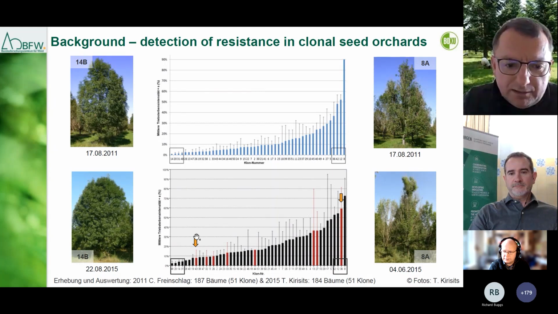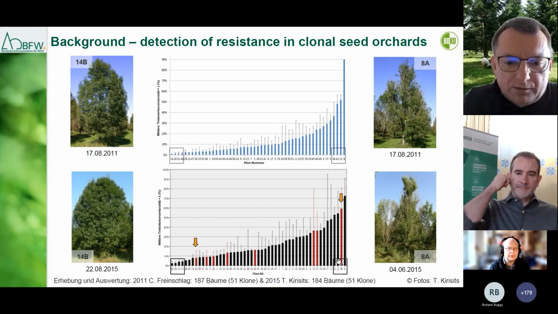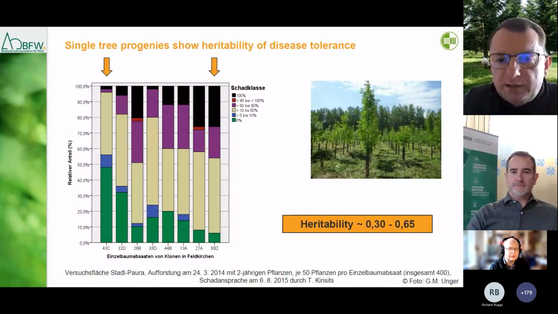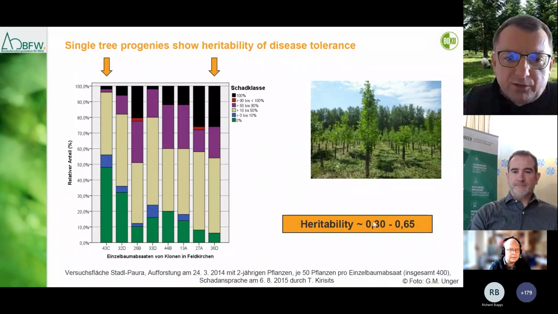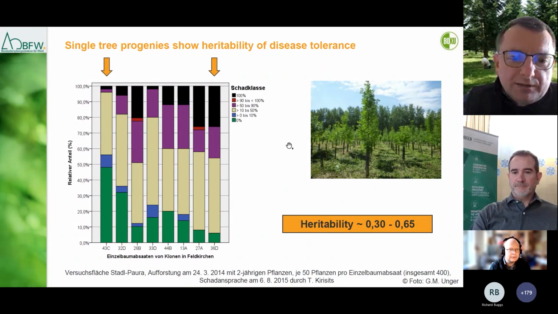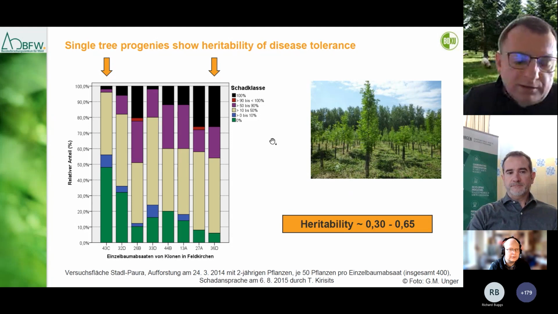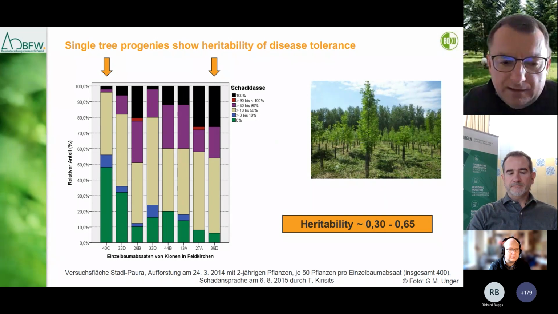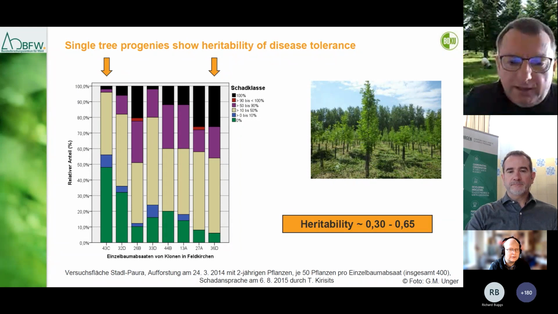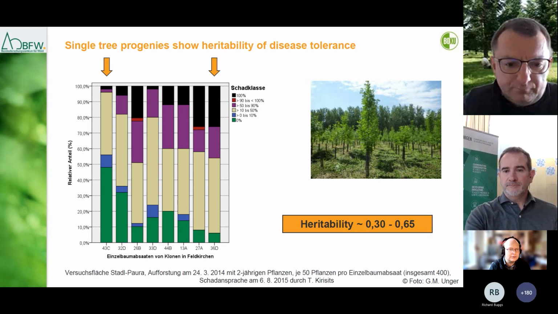Maybe you note down here these two clones, number 43 and number 36, because Thomas then did a smaller experiment with offspring of these clones, and he could show that the healthy clones also had healthy offspring and vice versa. So there was a relatively high heritability to the resistance trait.